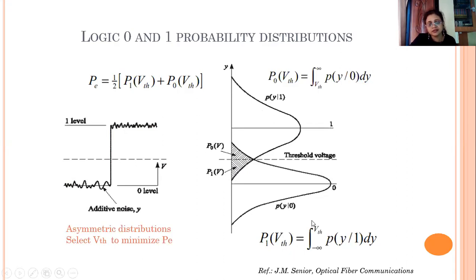So you will see the integration, P1, the error probability function when bit 1 is transmitted, the integration will begin from minus infinity to this threshold voltage. And if the opposite case is considered, if bit 0 is transmitted and because of a significant noise effect, the level in the received signal goes above the threshold voltage, it will be detected as bit 1.